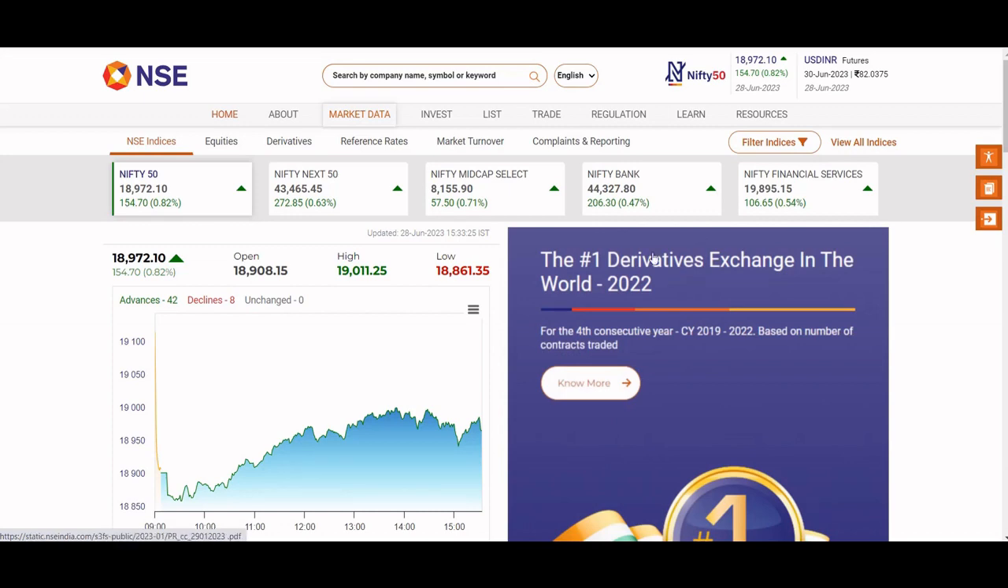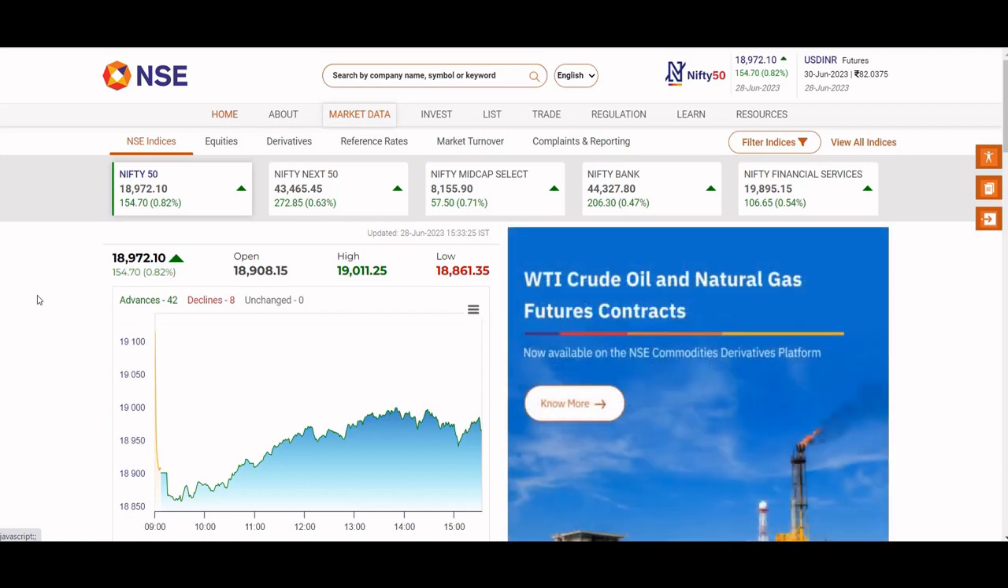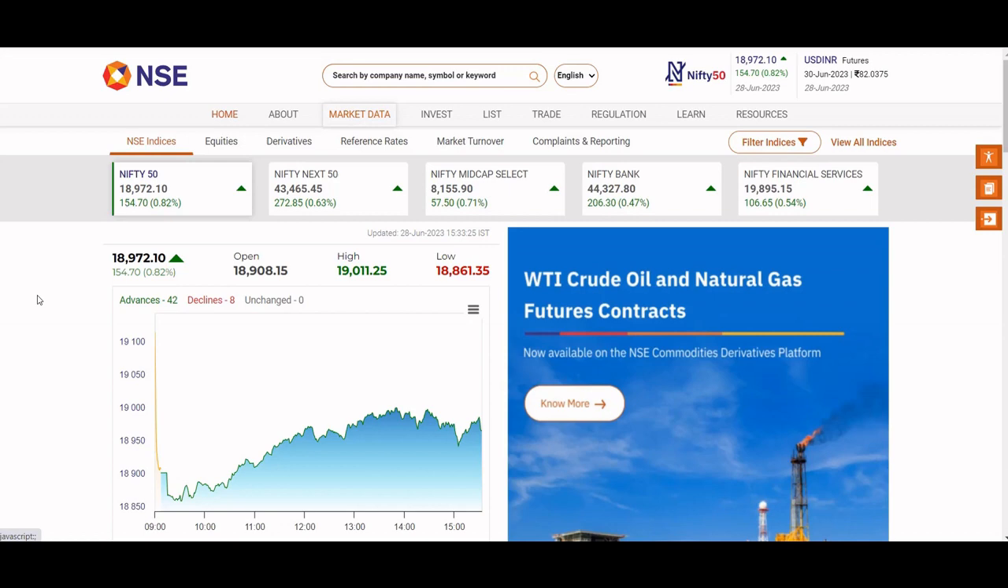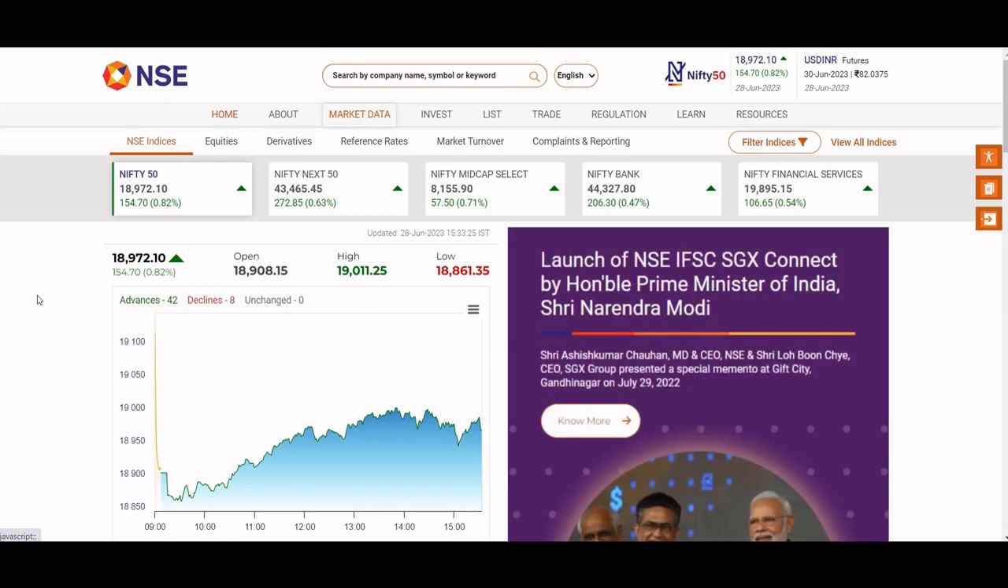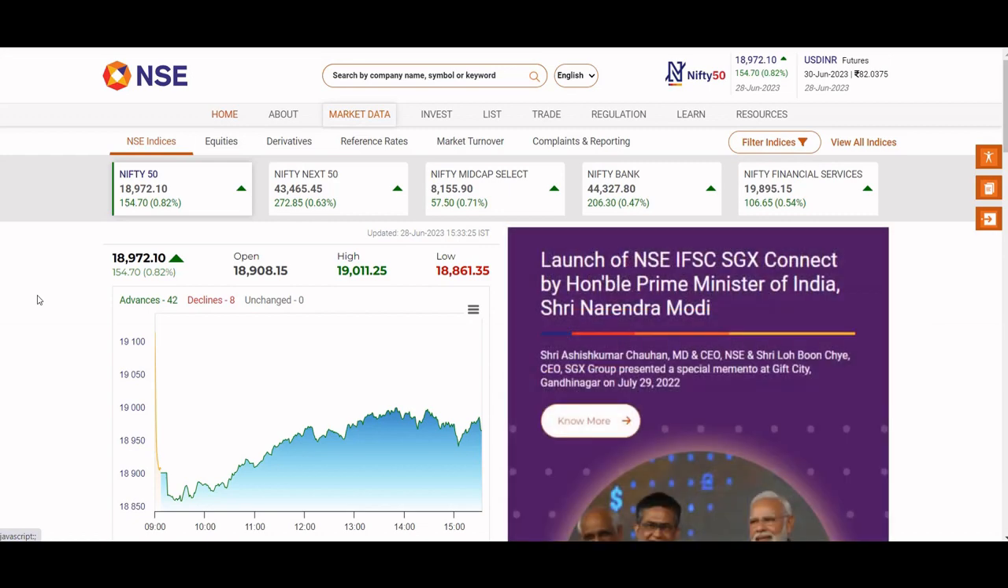So today we are going to look at all the possible ways we can invest in Nifty 50. Just before we start, a small intro about the Nifty 50. What is the Nifty 50? It's a combination of multiple stocks, a combination of 50 stocks, which will contain diversified sectors and diversified stocks.